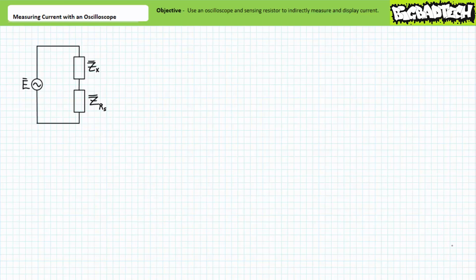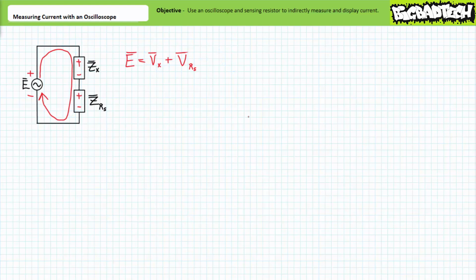Consider the following series circuit. Given a source E and a series path consisting of element X and a sensing resistor RS, it can be said that there is a single path for source current through the element and the sensing resistor. Source current equals the current through the element equals current through the sensing resistor. I source equals Ix equals IRS.